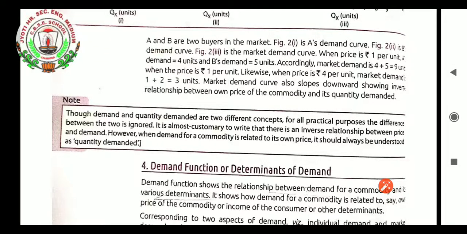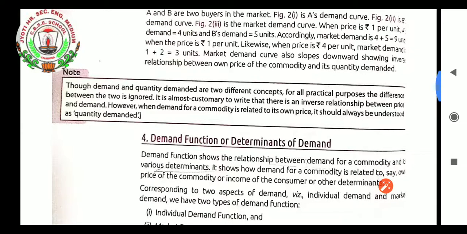Note: though demand and quantity demanded are two different concepts, for all practical purposes the difference between the two is ignored. It is almost customary to write that there is an inverse relationship between price and demand. However, when demand for a commodity is related to its own price, it should always be understood as quantity demanded.